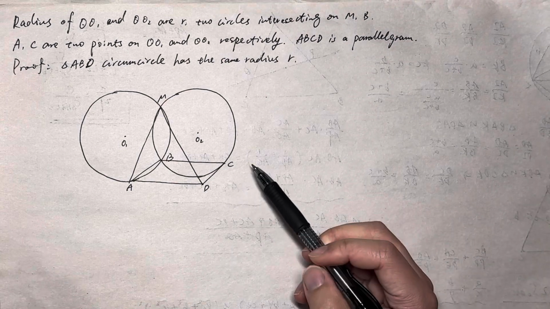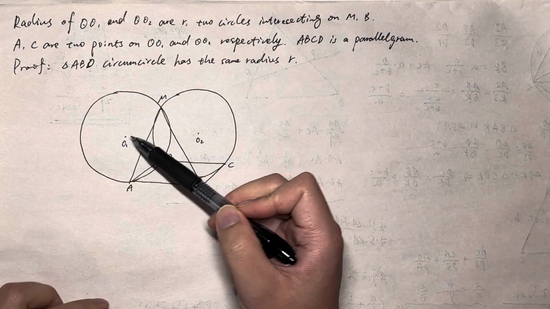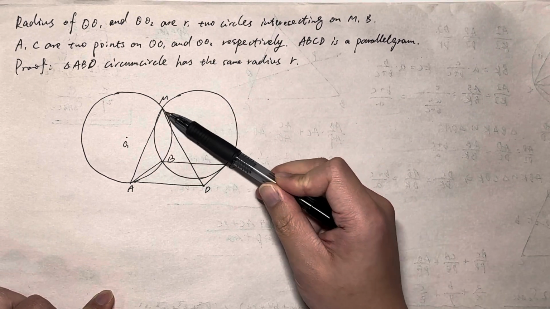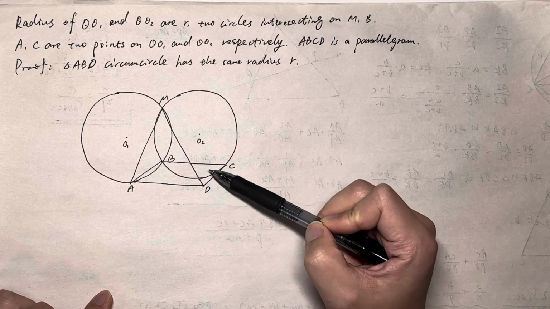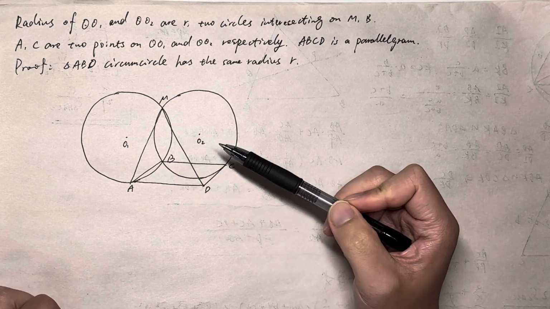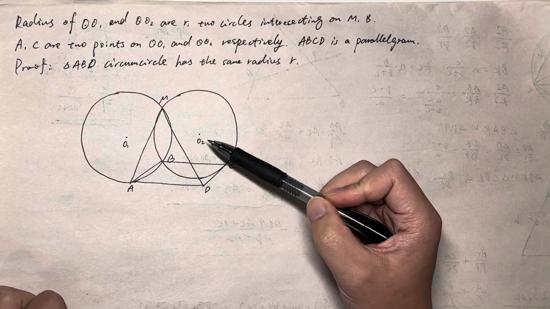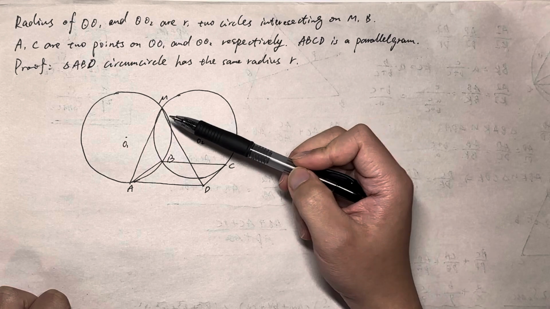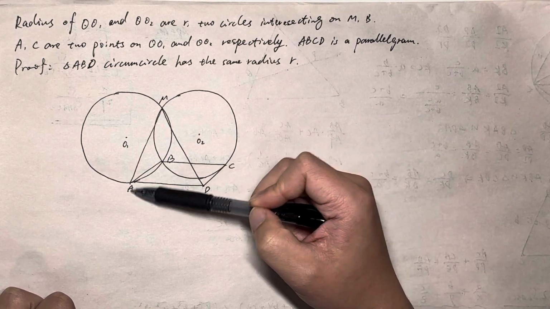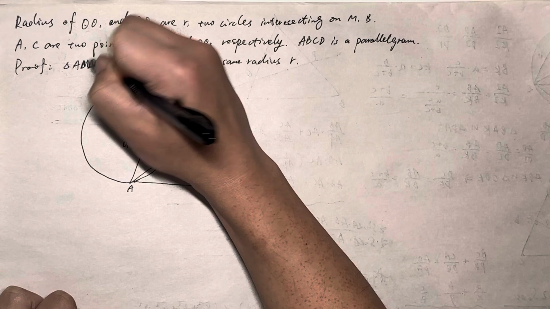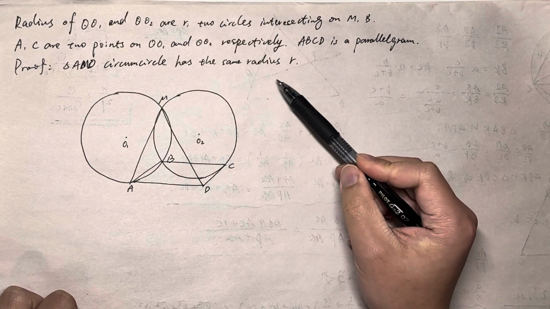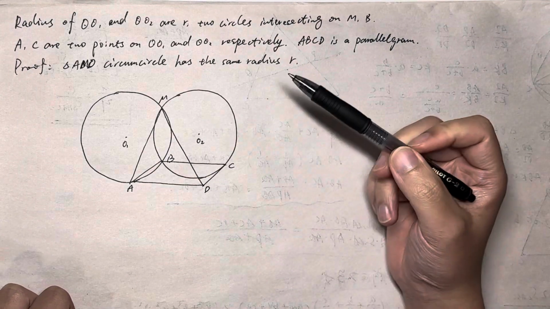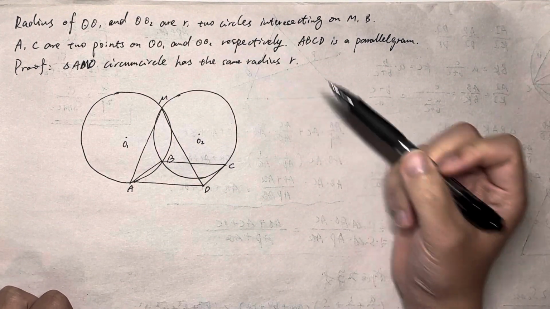Here is a problem. The radii of circle O1 and circle O2 are R. Two circles intersect at M and B. A and C are two points on circle O1 and circle O2 respectively. ABCD is a parallelogram. Prove that the circumcircle of triangle AMD has the same radius R.